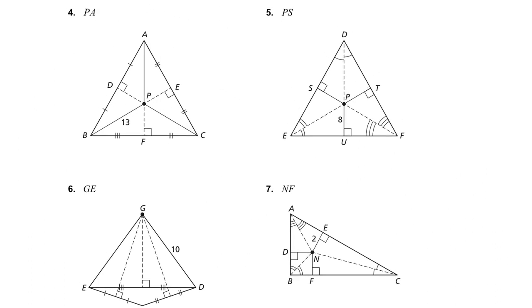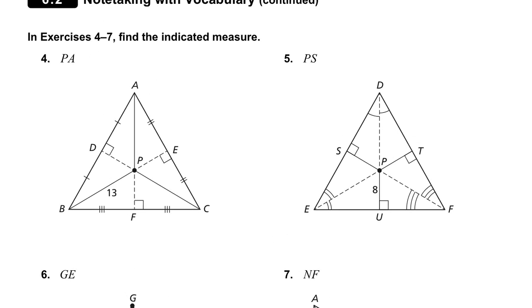All right, so let's look at number 4 and number 5 on the next page. So number 4, it says find the indicated measure. Now here's what I see: I see congruent marks on the segments, and I see these perpendiculars, which means these are all perpendicular bisectors. So first thing is we have a circumcenter. So make sure you look and figure out what point of concurrency we have here. Now, because we have a circumcenter, that means it is equidistant to all the vertices.